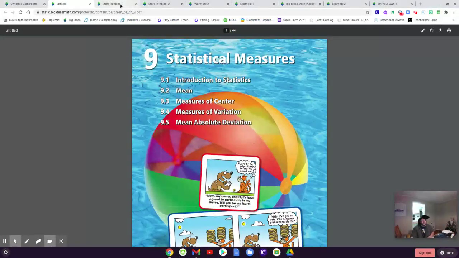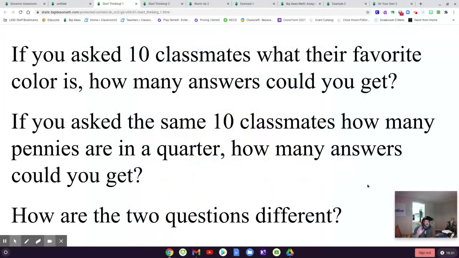All right, we're going to start thinking. If you ask 10 classmates what their favorite color is, how many answers could you get? You could get 10. Every classmate could have a different favorite color. If you ask the same 10 classmates how many pennies are in a quarter, how many answers could you get? I mean, you could get more than one answer if your classmates were not very bright, but that is the same answer for everyone if they know pennies and quarters. There's 25 pennies in a quarter, you would only get one answer.